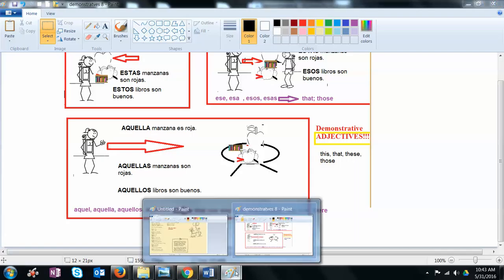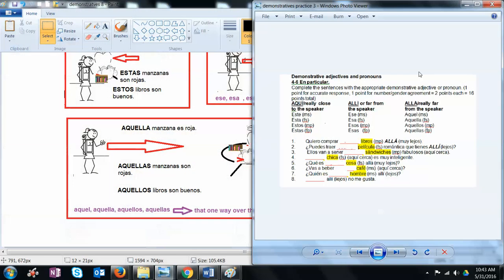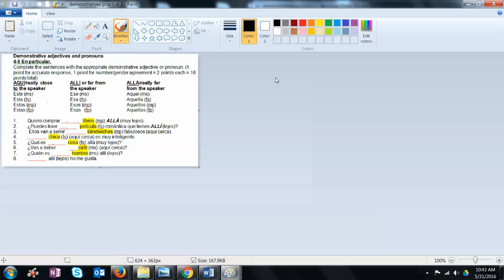So let's see here. Okay? So here's a little bit of practice. If I want to say I want to buy those books. So these are words that indicate the same thing that my picture did.